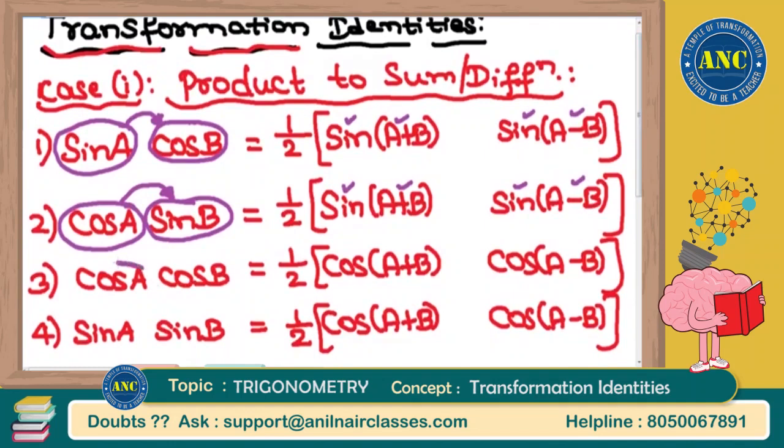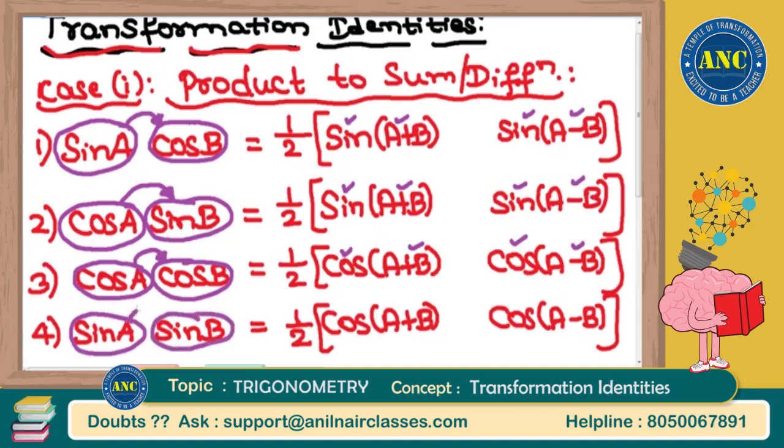Third one, cos and cos. Both the trigonometric functions are the same. Both are cos. Whenever both are cos, express in cos. One time add the angles, other time subtract the angles. Similarly, sine and sine. Both are the same trigonometric function. If both are same, express in cos. One time add the angles, other time subtract the angles. In simple language, if they both are different, express in sine. If they both are same, express in cos. Add the angles and subtract the angles.